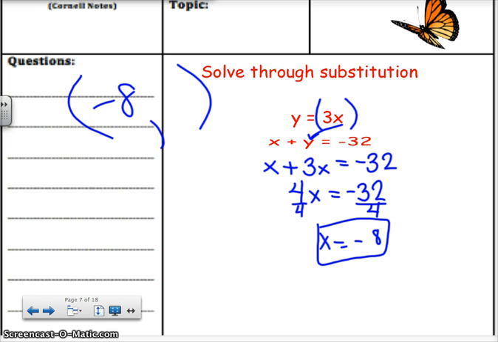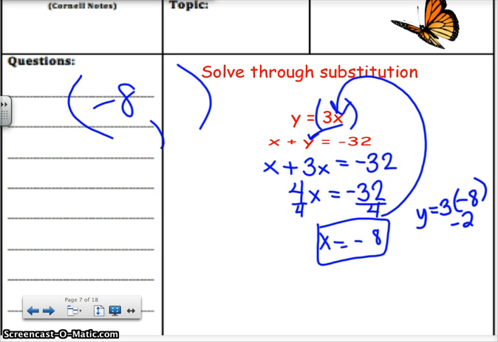Everybody look, where's the parentheses? Where did I start? There we go. Draw an arrow all the way back there. That's where that goes. So y equals 3 times negative 8. Negative 24.